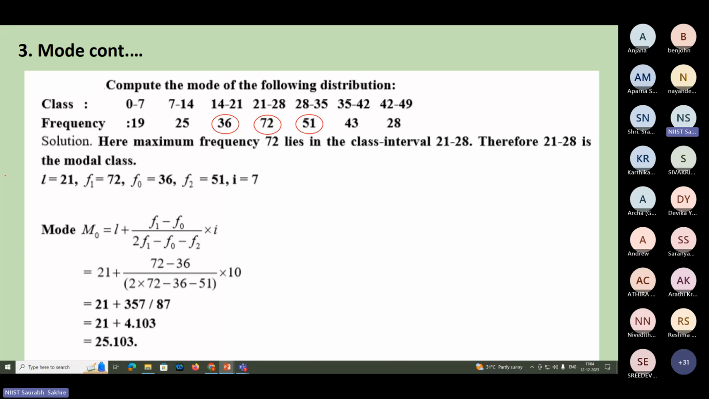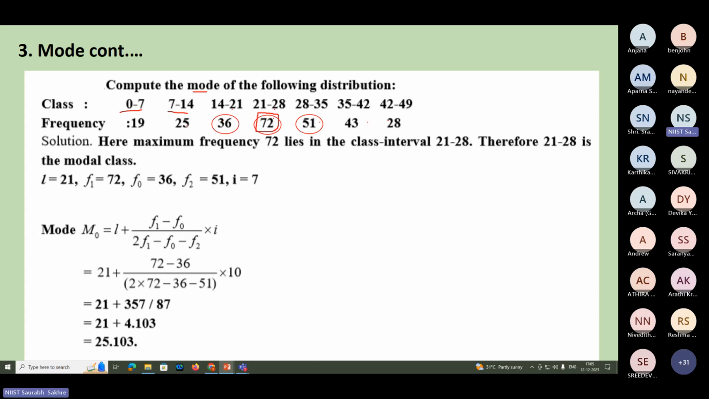Okay, so now compute the mode of the following distribution. The classes are given as 0 to 7, 7 to 14, 14 to 21 and so on, and the frequencies are 19, 25, 36, 72, 51, 43, 28. Now, in the median we saw n plus 1 by 2, but in mode we don't do it like that. What is mode? By definition, mode is the most frequent value. So here we can clearly see the highest frequency is 72.